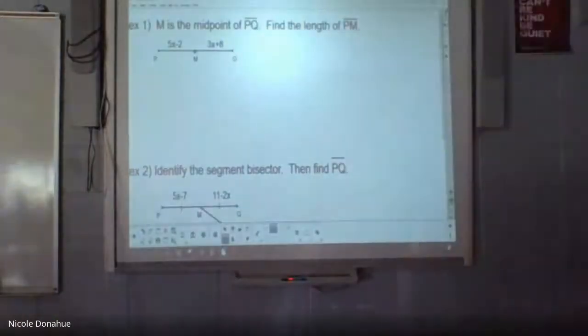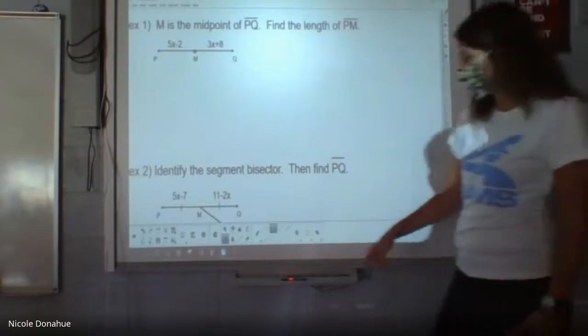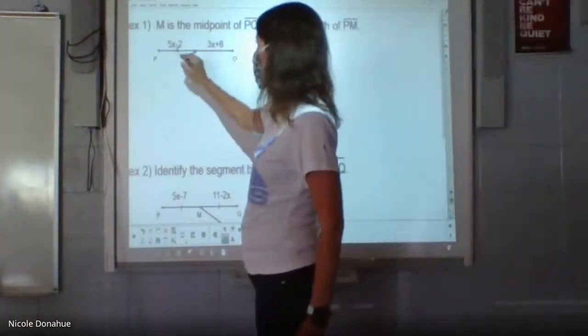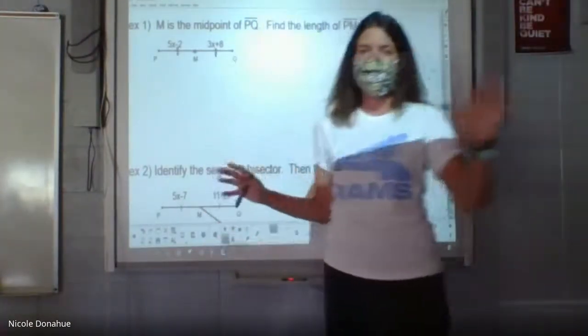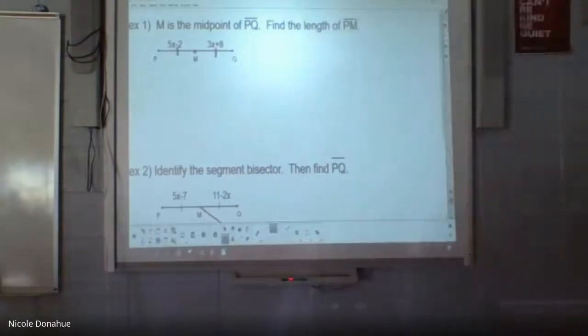So if we know it's the midpoint, that means those two smaller segments are what? Equal. Or the geometry word, congruent. I'm fine with you saying equal, but geometry would say congruent. Those two are the same. So how are we going to set this up? What are we going to do? Kind of similar to what we did yesterday.